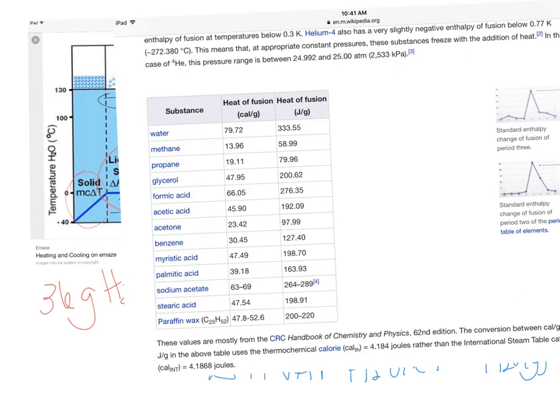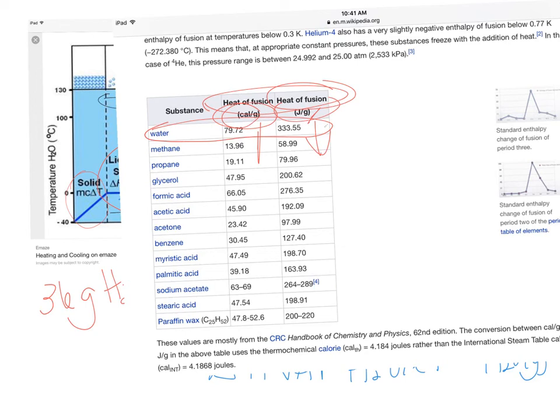Again, we'll look at our tables in our book. This one happens to be from Wikipedia. Here is the heat of fusion, and here's water, and this is in calories per gram on this side, and joules per gram. So notice this is joules per gram, it's not joules per mole. Your heat of fusion could be given to you per gram instead of per mole. It doesn't matter to you, you can convert back and forth from grams to moles.